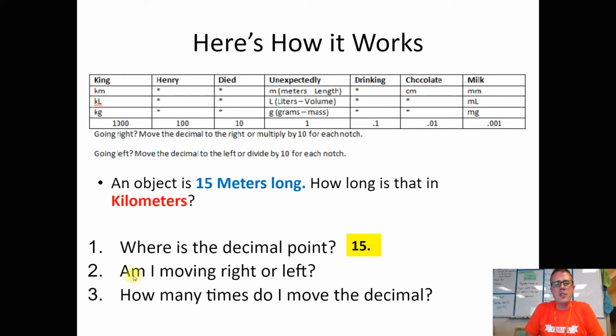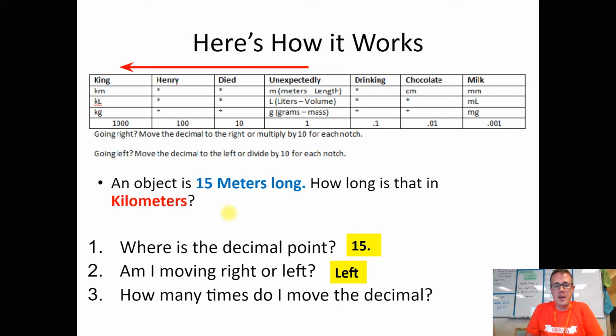Then we need to decide, do we need to move that decimal to the right or the left? Well, that's where this table comes in handy. So right now we're starting at meters, and meters is right here under the U. And we need to get to kilometers. So that's the K for kilometers, for king. Well, we need to go 1, 2, 3 spots over. We need to move our finger 3 places in order to get to kilo. So that tells us how many spots to move the decimal. We're going to go to the left 3 spots.